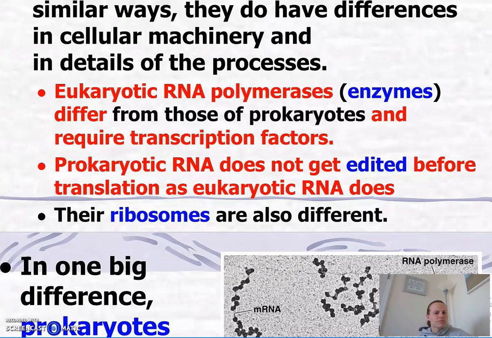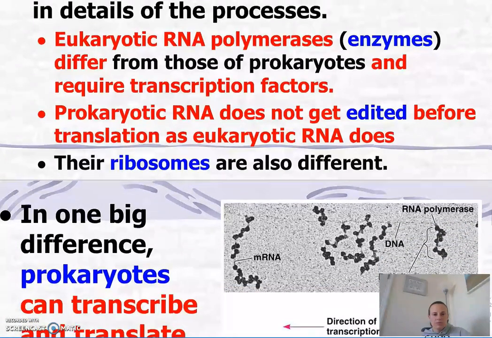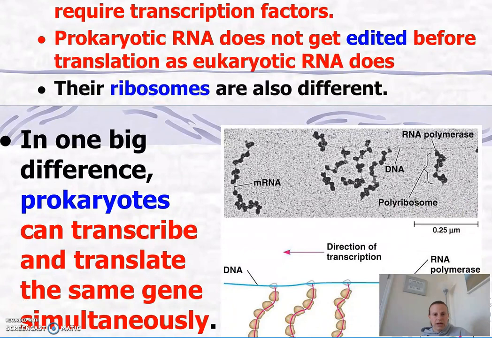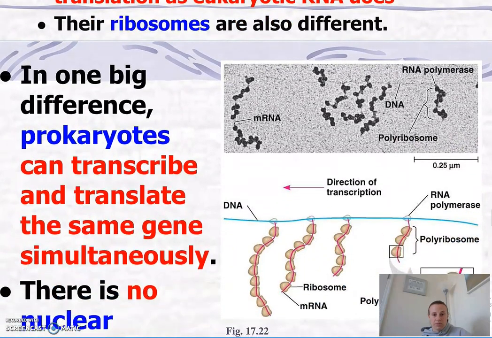Prokaryotic RNA does not get edited before translation, whereas eukaryotic RNA does. We get that tail and we get that cap as protection, and we also splice out the introns. Furthermore, their ribosomes are different. Prokaryotes have 70S ribosomes, and eukaryotes like us have 80S ribosomes.